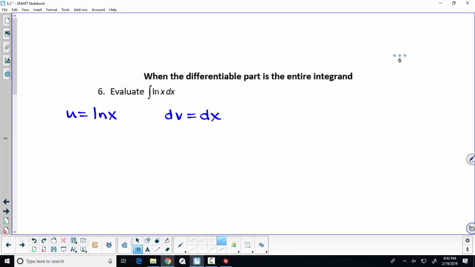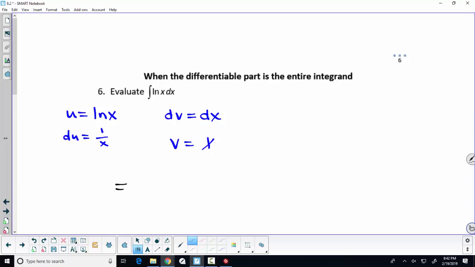There's nothing wrong with that. That's still a function of x, that's 1 times dx. So du gives us 1 over x. And then the antiderivative of dx gives us v. So v is x. The derivative of v with respect to x is 1 dx.